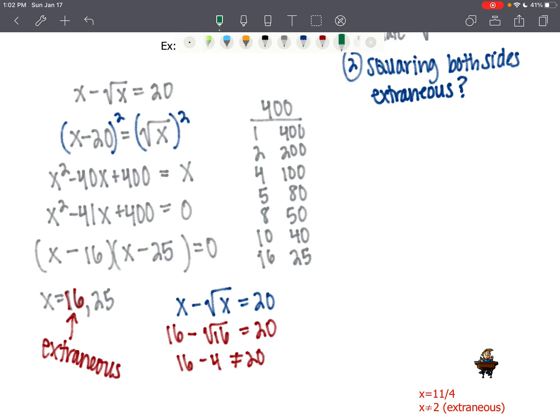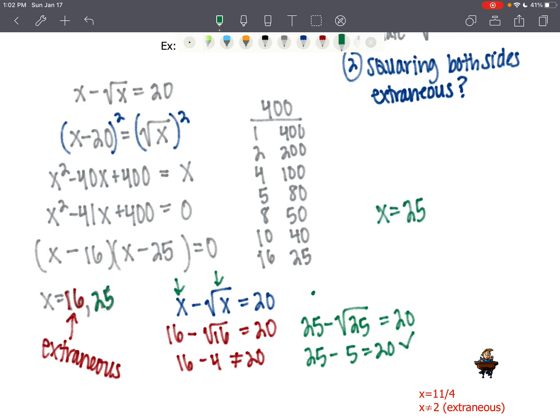Let's try 25. 25 minus the square root of 25 equals 20. 25 minus 5 equals 20. That is true. So x equals 25 is our solution. x equals 16 is extraneous.